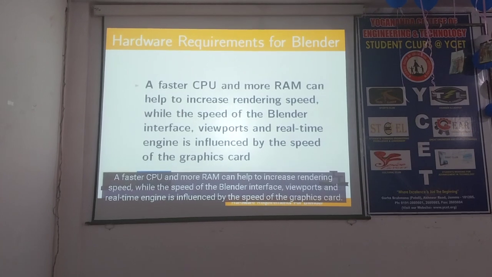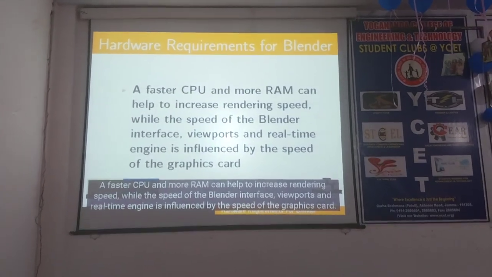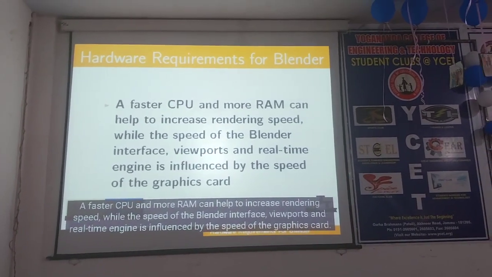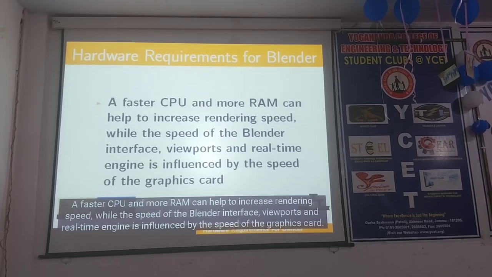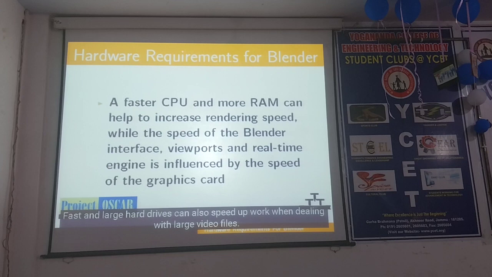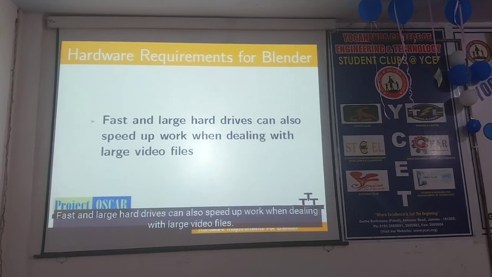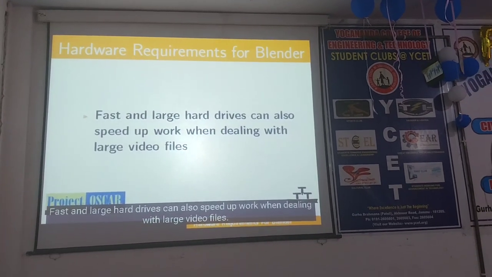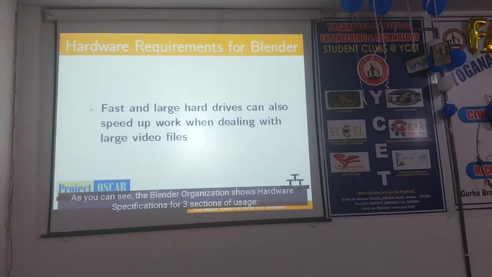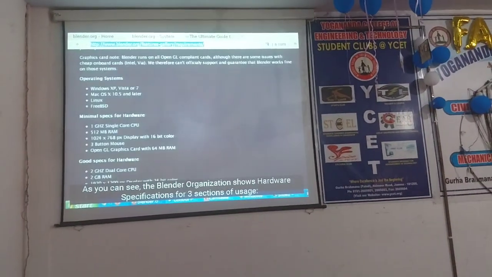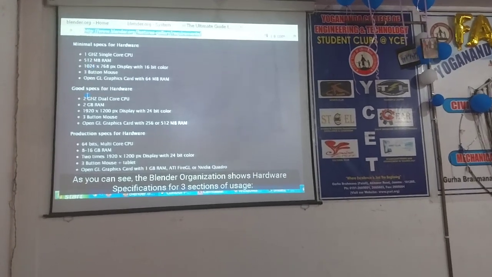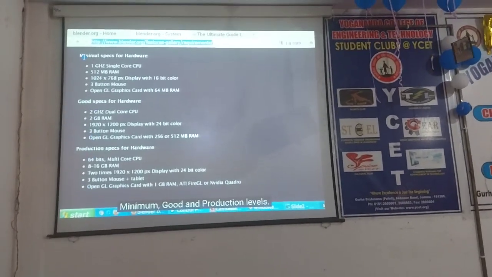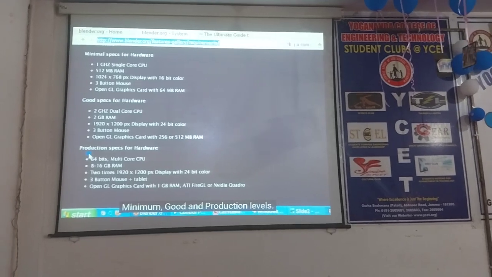A faster CPU can help to increase rendering speed, while the speed of the Blender interface, viewport, and real-time engine is influenced by the speed of the graphics card. Fast and large hard drives can also speed up work when dealing with large video files. As you can see, the Blender organization shows hardware specifications for three sections of usage: minimum, good, and production level.